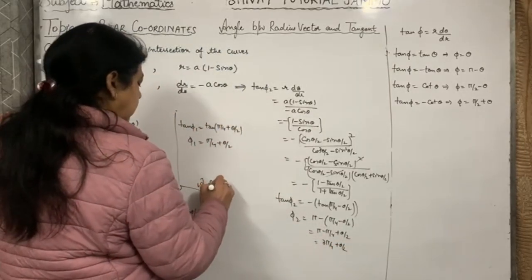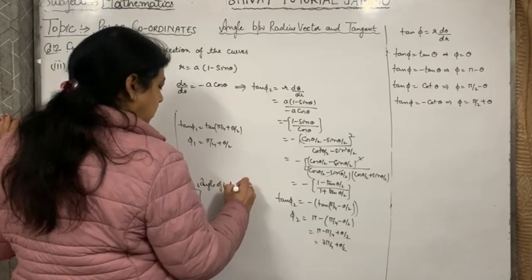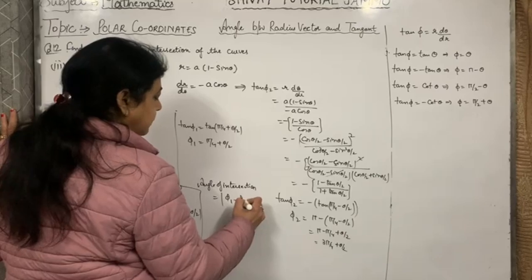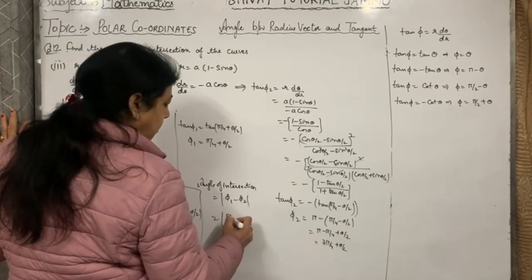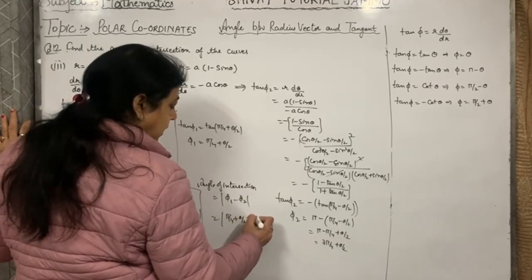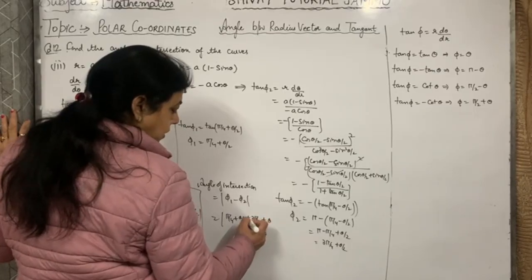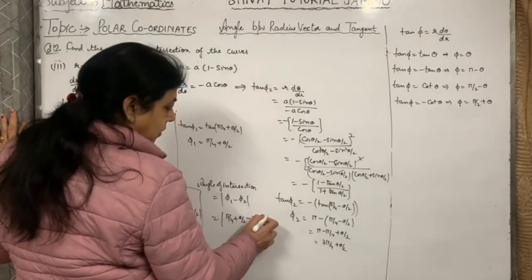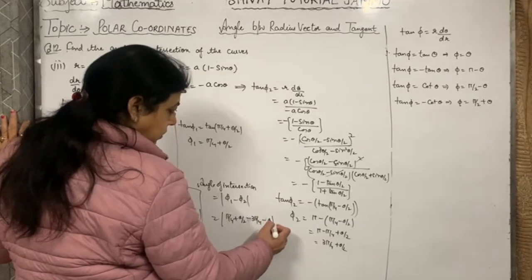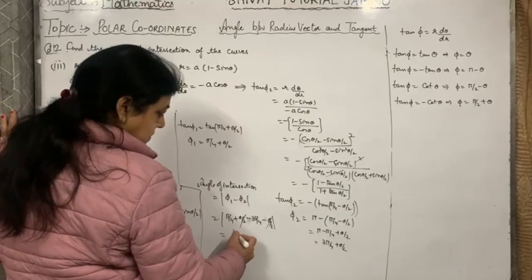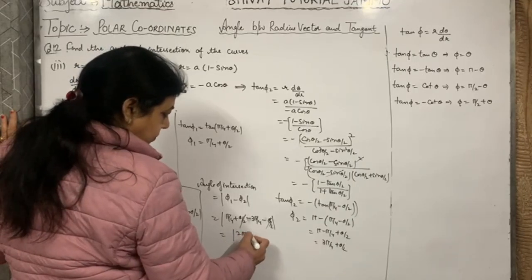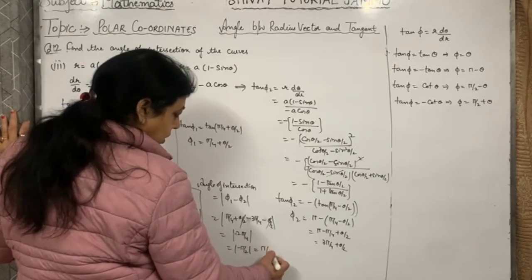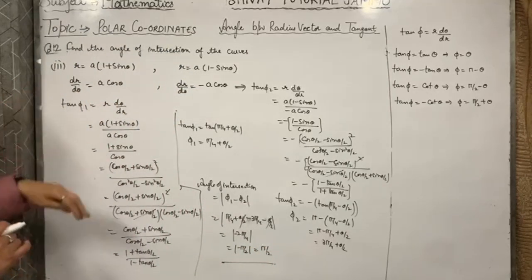Angle of intersection will be mod of phi 1 minus phi 2, that is pi/4 + theta/2 minus 3 pi/4 minus theta/2. This will cancel. This will be 2 pi/4, that is pi/2. Therefore, the curves are orthogonal.